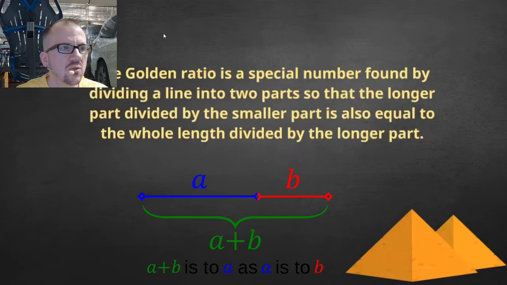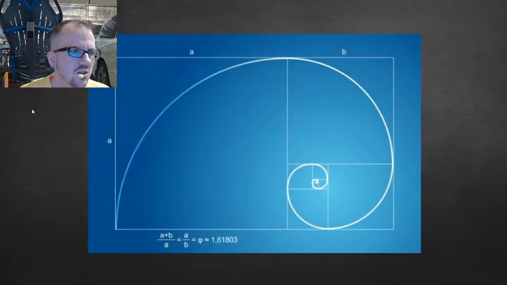All right. The golden ratio is a special number found in dividing a line into 2 parts so that the longer part divided by the smaller part also equals the whole length divided by the longer part. The golden ratio, you might have seen it, looks kind of like this. So you have A plus B divided by A equals A divided by B. That is the golden ratio, 1.618, and it continues going on.